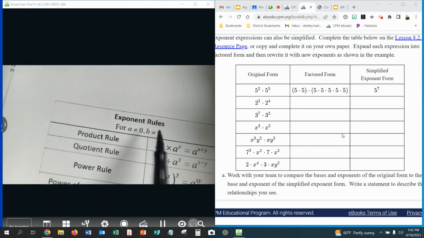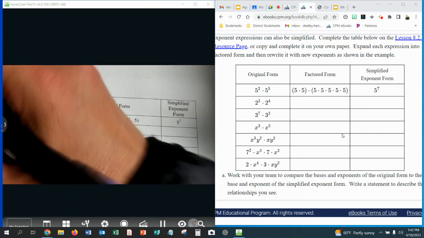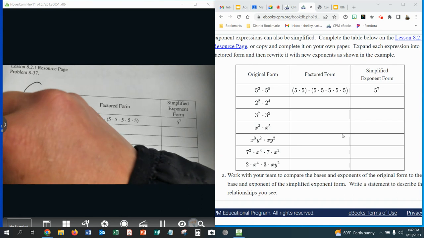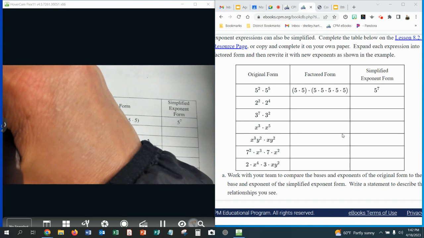which I just handed out. The first one we are going to be dealing with is product rule. So label this product rule. And why it's product rule is this.